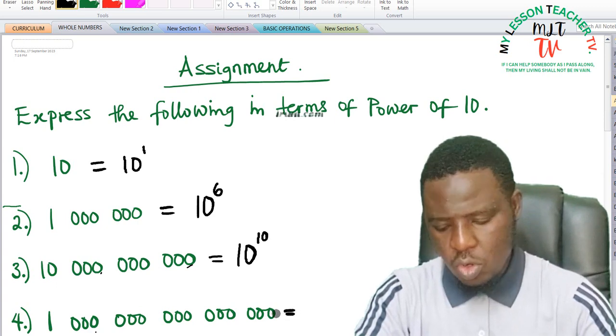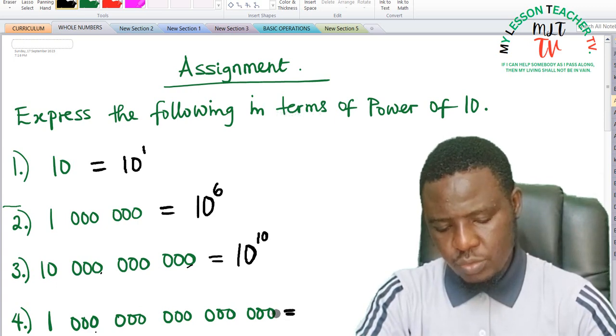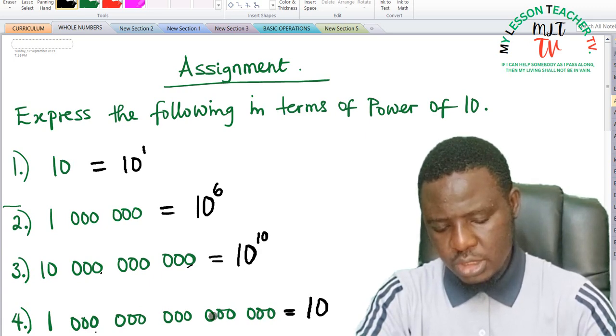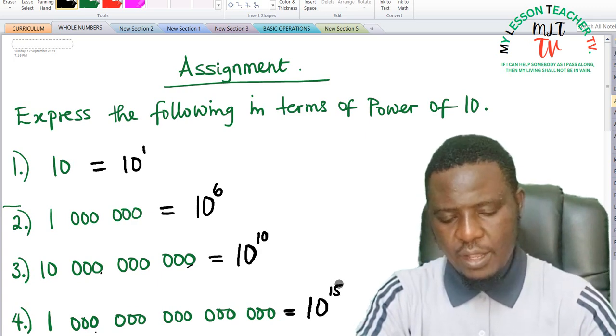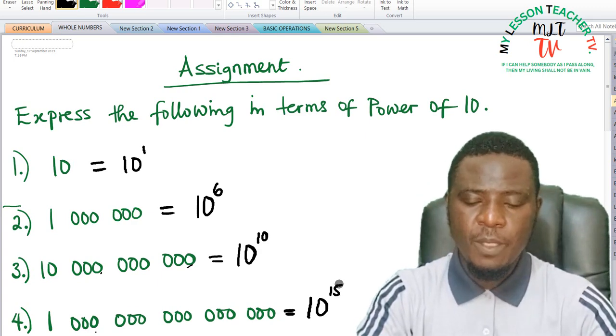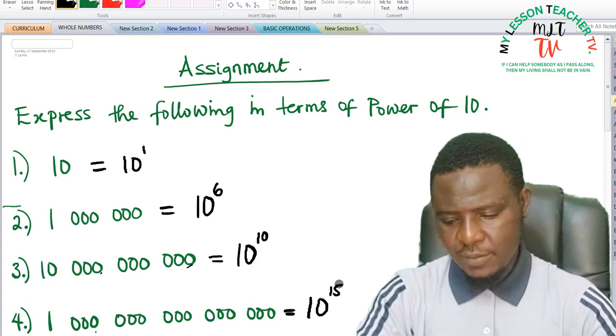Example 4, this is said to be 10 to the power 1, 3, 6, 9, 12, 15, 10 to the power 15. So these are the solutions to the assignment I gave you at the last class.